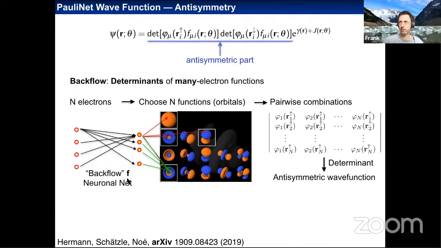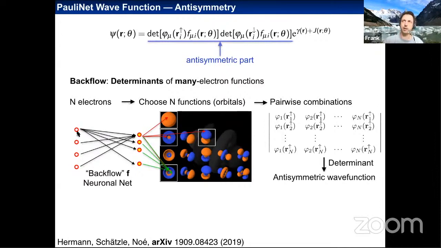Again, the backflow is not our invention. That's a well-known trick, but it has so far not been used with deep learning. And for this reason, it has so far been of essentially limited expressive power. The idea of the backflow is as follows.